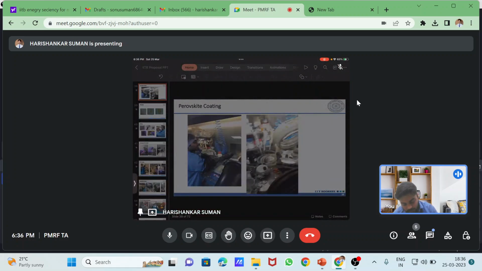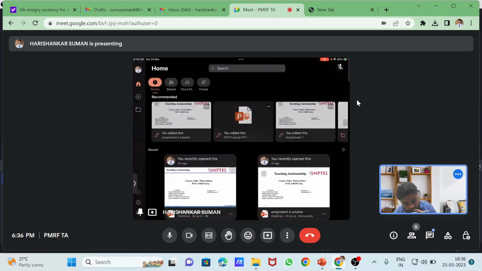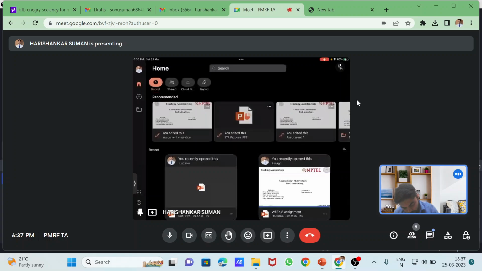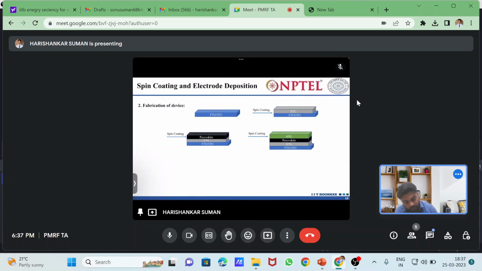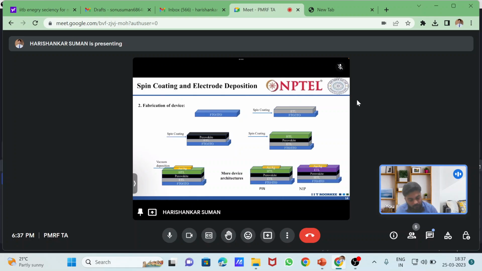So let's come back to our spin coating. Like that we can fabricate perovskite easily.